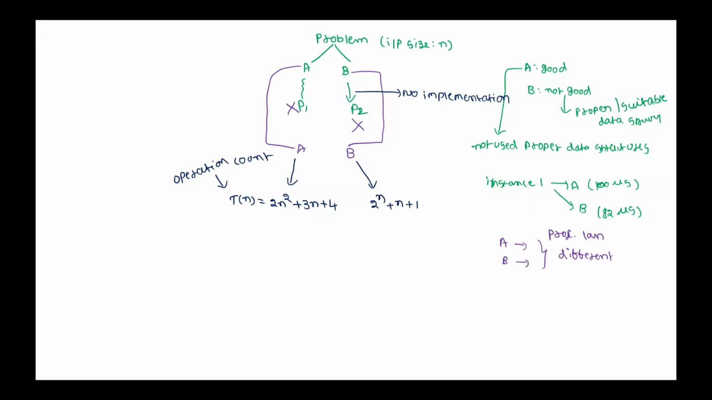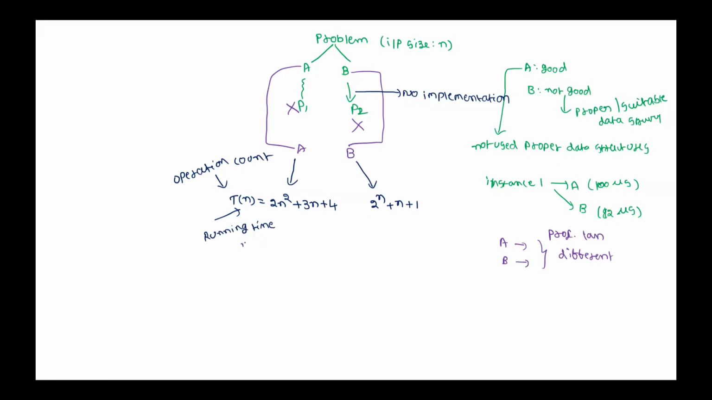Now which algorithm is better? This is running time, or operation count. Running time is 2n square plus 3n plus 4. In case of algorithm B, it is 2 power n plus n plus 1. Now tell me which algorithm is better? Algorithm A is better.